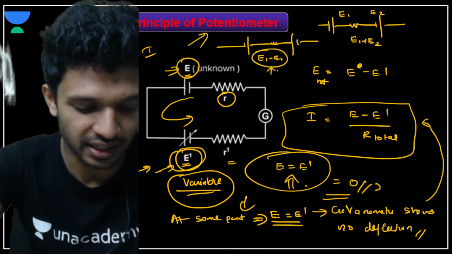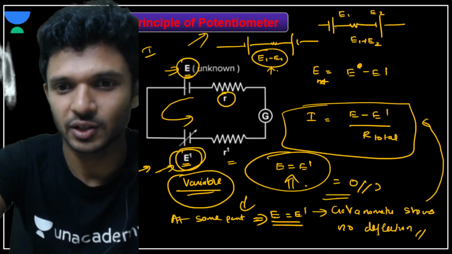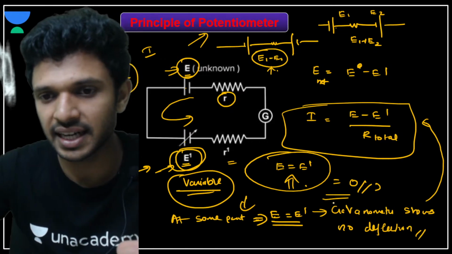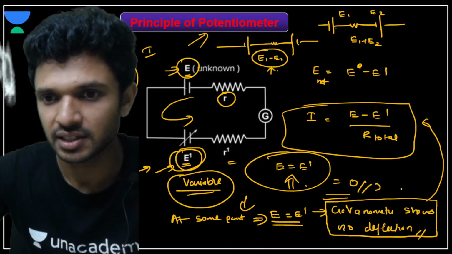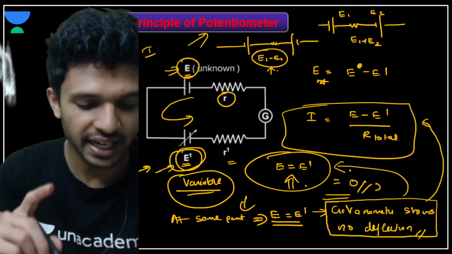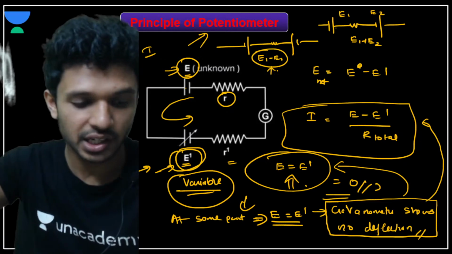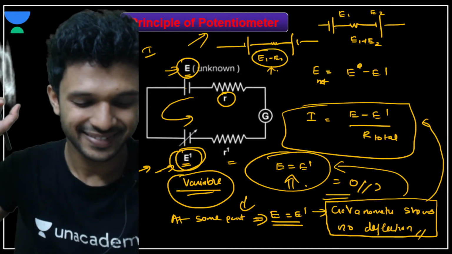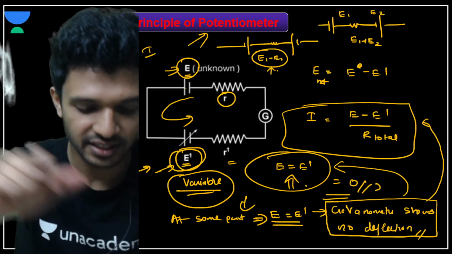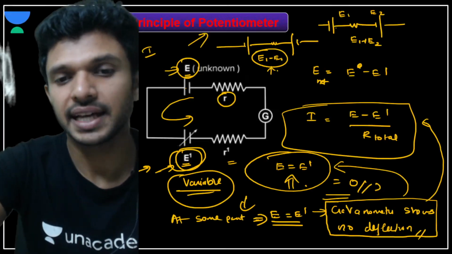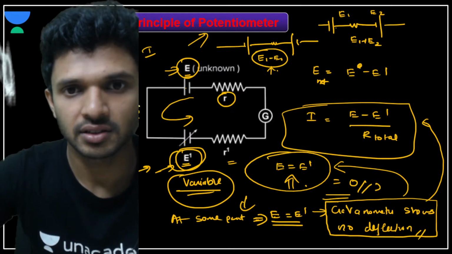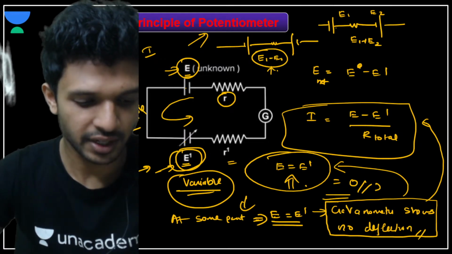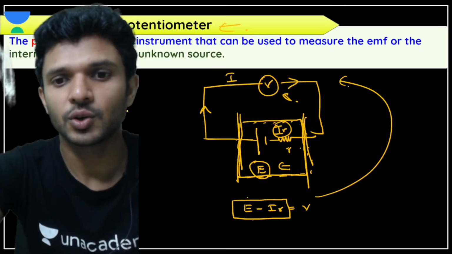Got it? Okay, very good. Don't leave any point. Please write the statement: when galvanometer shows 0 deflection, it means E is equal to E dash. That is the final point you have to write from here. Now, that was the first principle. Next, going for the second one.